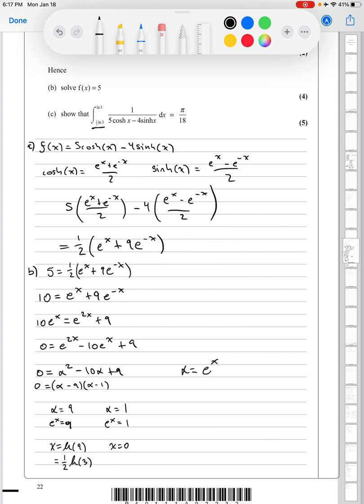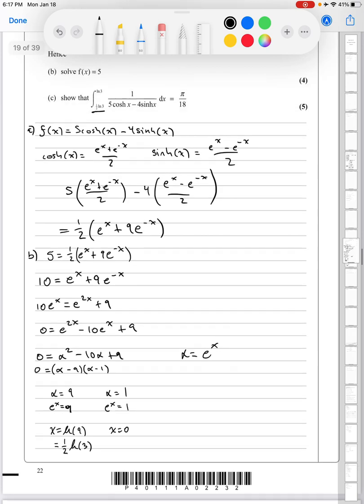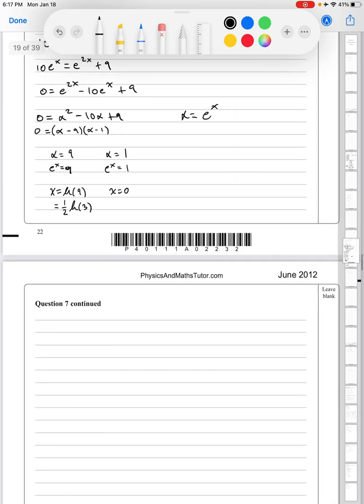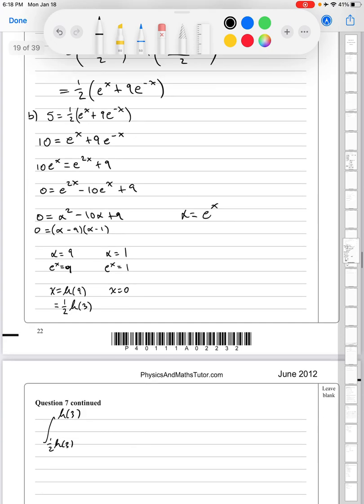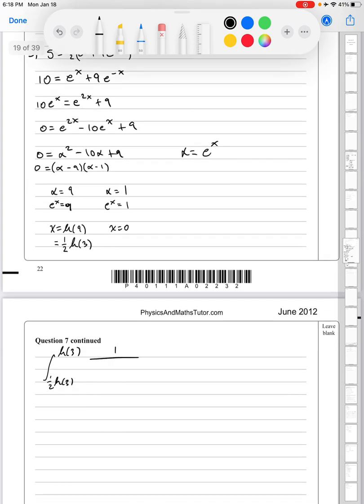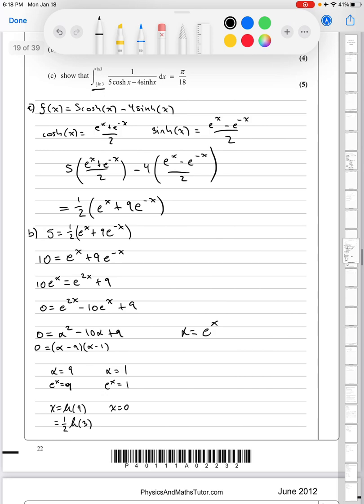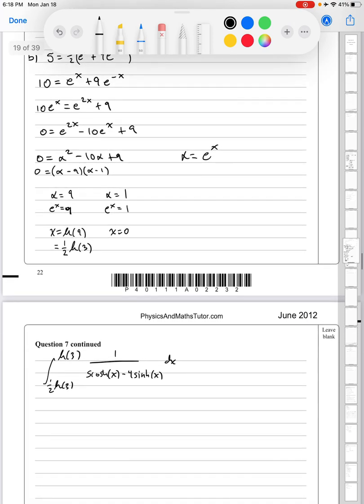So let's do part C, the actual integral. This is the interesting part, I think. So we have the integral from 1/2 natural log of 3 up to, I think it was just regular old natural log of 3. Let me double check. Yep. And then it's 1 over the thing that we just used, right? So 1 over 5 cosh x minus 4 sinh of x. And they actually give us the form of the answer. The answer should be 5 over 18. So we want to show this.